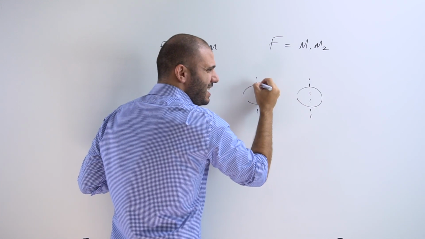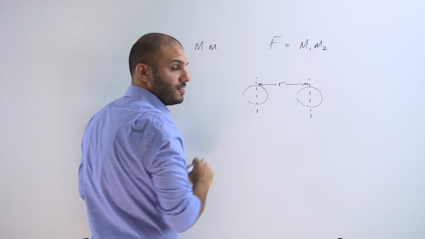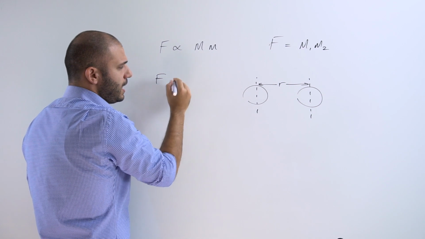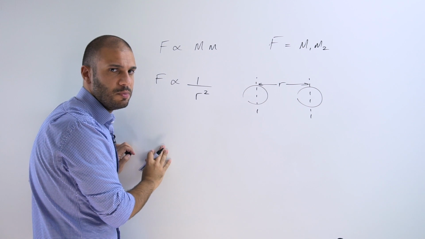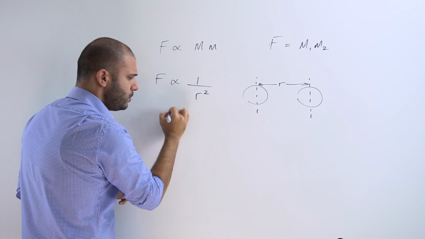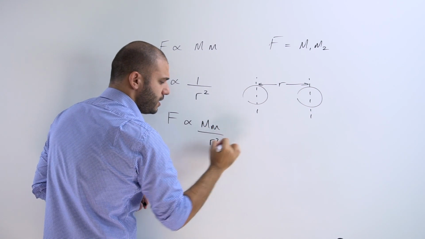And by taking the distance between their centers, let's take that to be r, he's saying that this force is inversely proportional to the square of the distance between them. And if we combine those two relationships, we do get something like this.